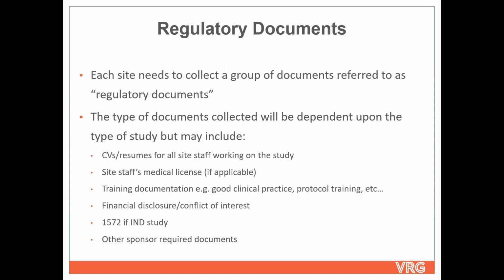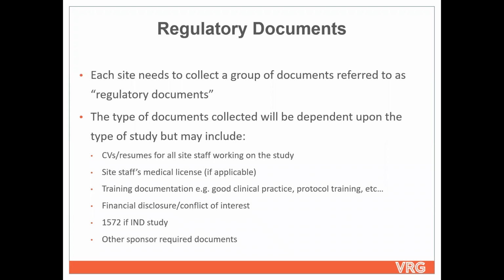Next, I'm going to talk about regulatory documents. And this is a group of documents that you need in order to conduct the study. And again, we refer to this group of documents as regulatory documents. The documents that you need will be dependent upon the type of study you're doing. So for some studies, you might need more documents if you're doing like a medication study versus a therapeutic or maybe a new technology study.